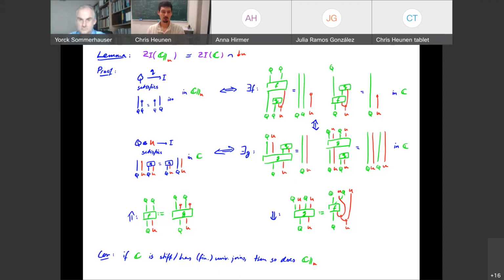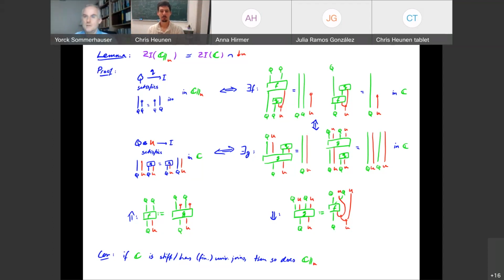So we're interested in what are the central idempotents in CU, that's the top line. I want to compare it to what are the central idempotents in C, that's the second line. So if you write down what it means to be central idempotent in CU, you get the thing on the top right, where there exists an F making those pictures true.